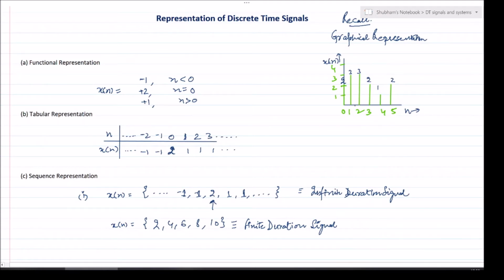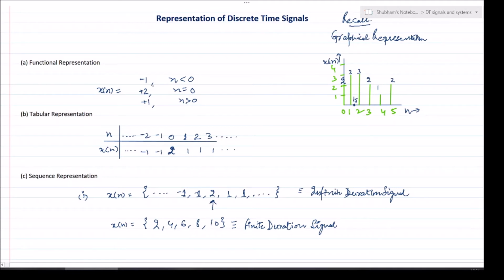It should be noted that in between these values 1, 2, 3, the non integer values like 1.5, if I were to find the value of x[n] at 1.5, it is simply undefined. It is not equal to 0, it is undefined. So this was the first representation we saw in the previous lectures.